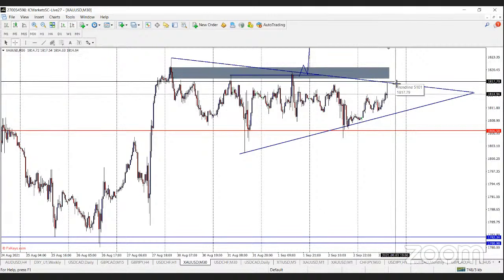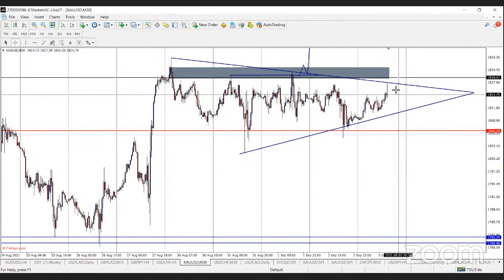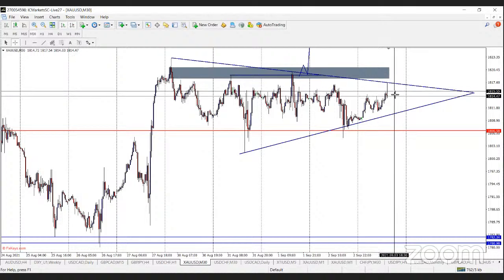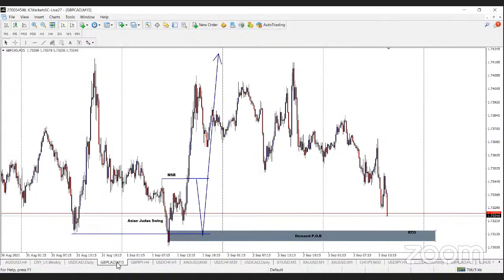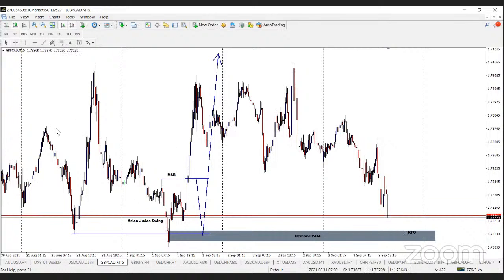Now, for most traders, if the price breaks above here, then it should be a long, right? Or if it breaks beneath here, it should be a short. So you see how the market is very cunning with the behavior that it displays. All right, I'm still watching pound CAD because I want to see if it enters here and then gives us a long, because that would be a great long.